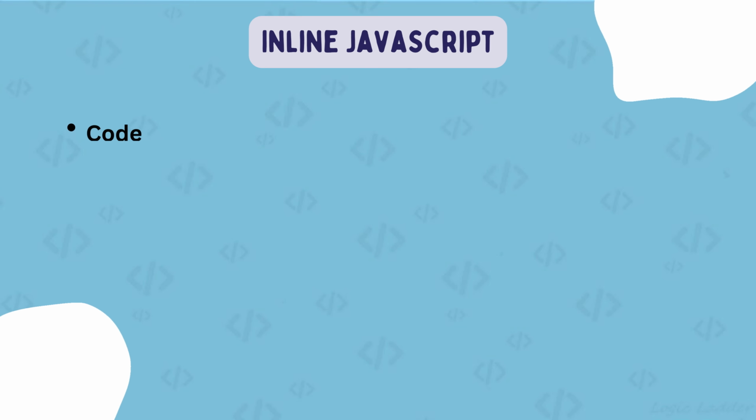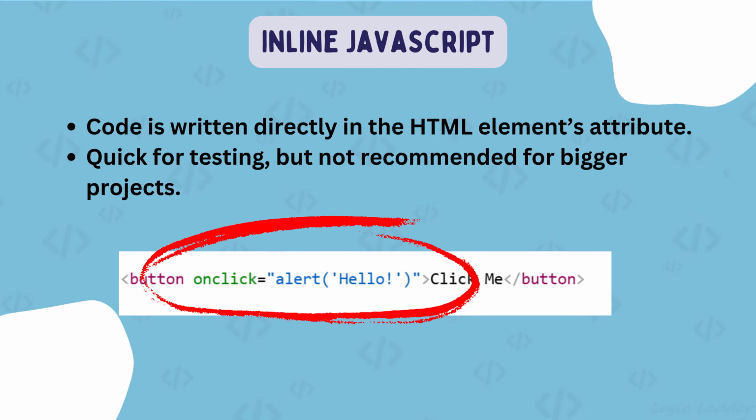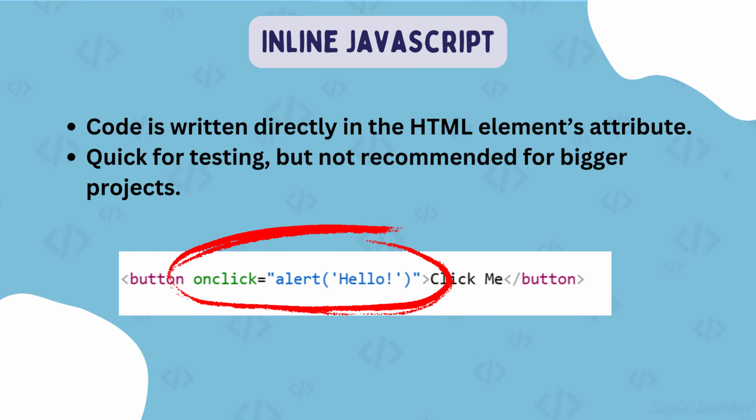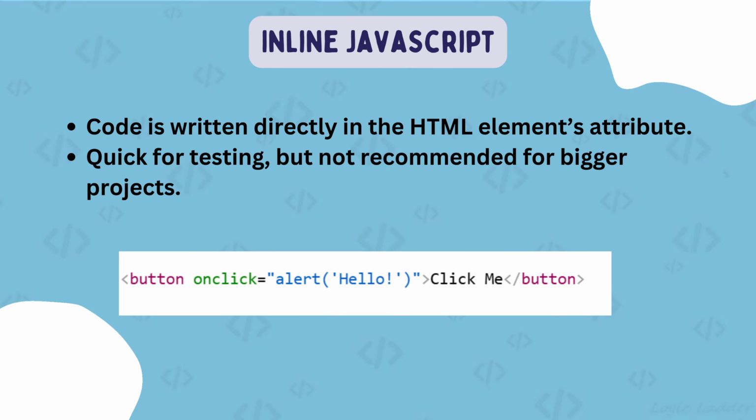In inline JavaScript, we put our code directly inside an HTML element, using attributes like onClick. For example, this button will pop up a "Hello" message when clicked. It's quick for testing small things, but it can get messy if your website grows, so we don't usually use this for big projects.